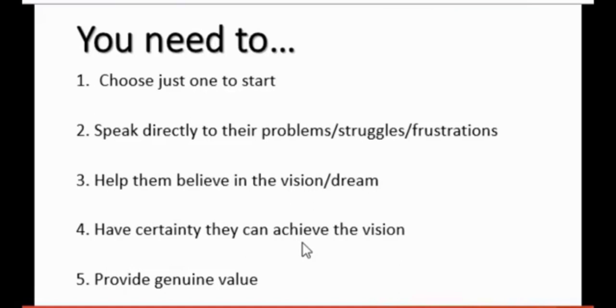So identify which is going to be the best place for you to connect with your target audience. Where is the best place? Where are the most chances that you're going to be able to connect with a bigger portion of them?